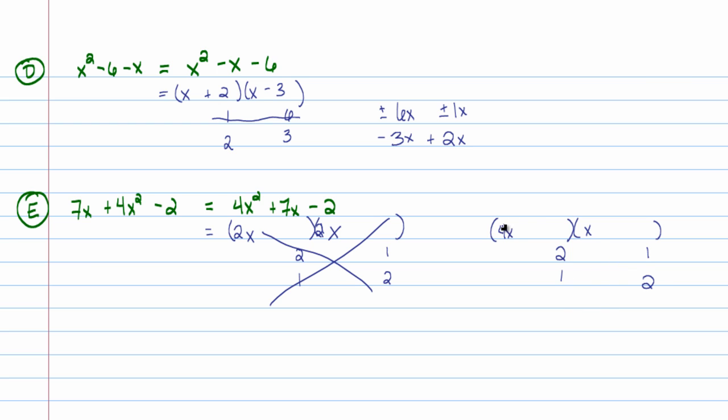Let's look at this. 4 times 1 is 4. 2 times 1 is 2. So 4 and 2. Is there any way to combine 4 and 2 to get to 7? No. So that's not a possibility.